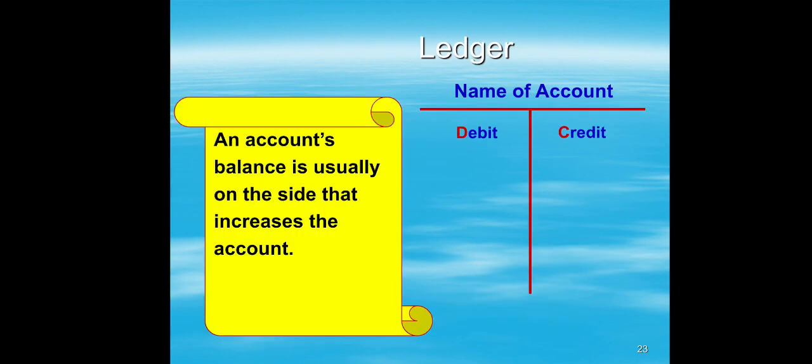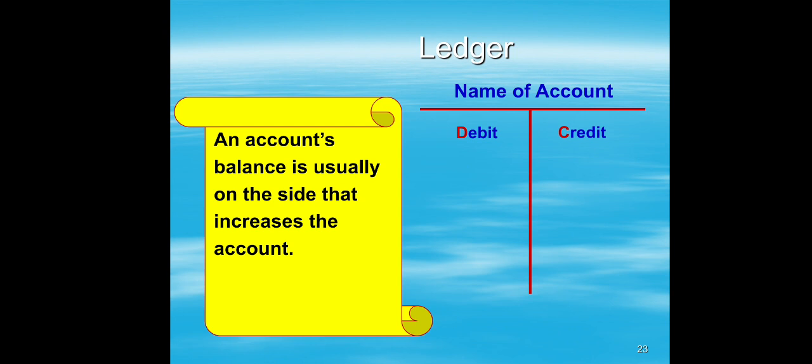Okay, after you have posted all the journal entries into the ledger, you have to calculate the balance for every account. So you have to transfer all the journal entries into the accounts, and then after that you have to calculate the balance for every account. I will show you how to do this in another video.